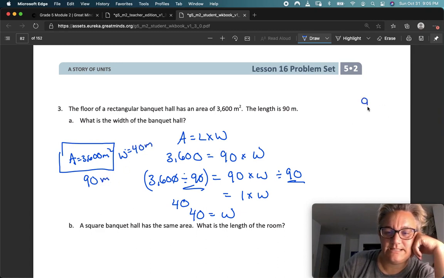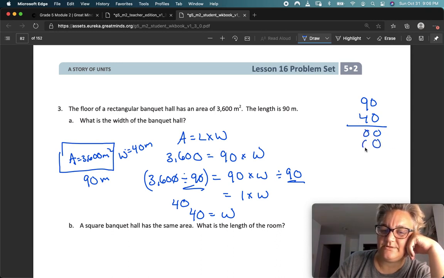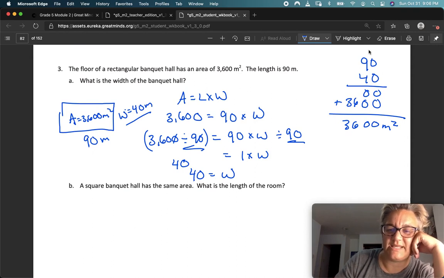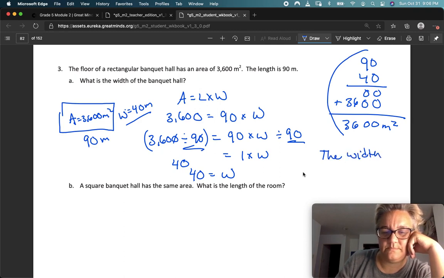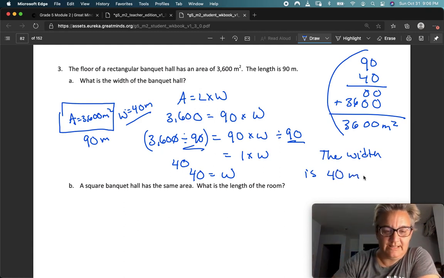Let's just check our work. 90 times 40, right? Oops, sorry. 9 times 0 is 0, 0 times 0 is 0, 0 times 9 is 0. Then the second one, 0 times 4 is 0, 4 times 9 is 36, and then add 36 meters squared. All right, so what is the width of the banquet hall? 40. This is just checking my work, right? The width is 40 meters. Okay. A square banquet hall has the same area.